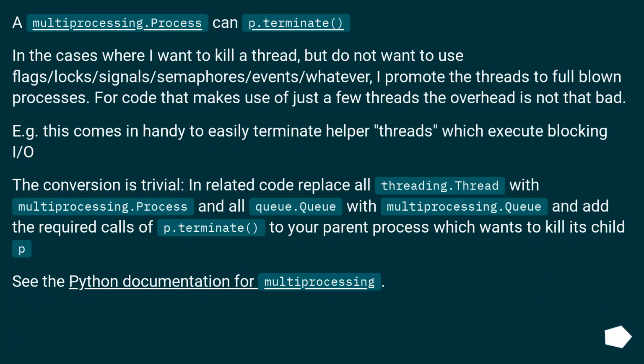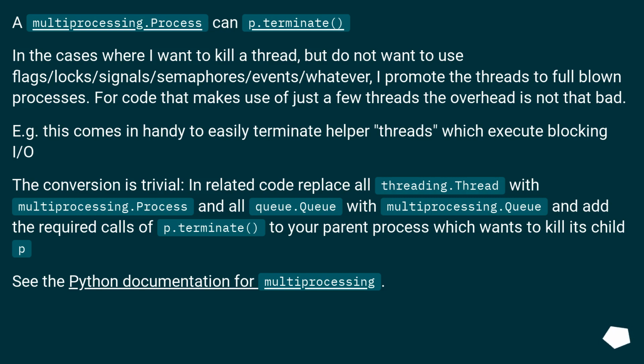A multiprocessing.Process can be stopped with p.terminate. In the cases where I want to kill a thread, but do not want to use the approaches above, I promote the threads to full-blown processes. For code that makes use of just a few threads, the overhead is not that bad. For example, this comes in handy to easily terminate helper threads which execute blocking I/O.